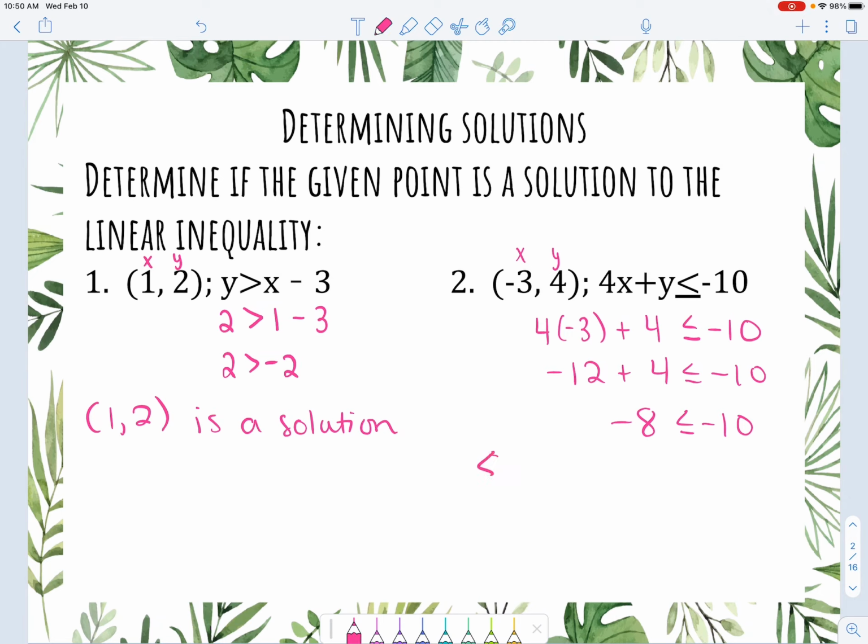This might be easier to see on a number line. If I drew a number line really quick, and here's 0, here's negative 8, and then 2 spaces away is negative 10. This negative 8 is a little bit closer to 0, therefore it's actually greater than negative 10. So this is a false statement, and they're definitely not equal. So negative 3, 4 is not a solution.